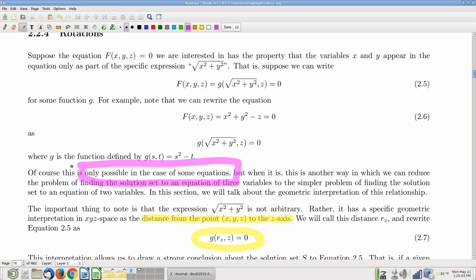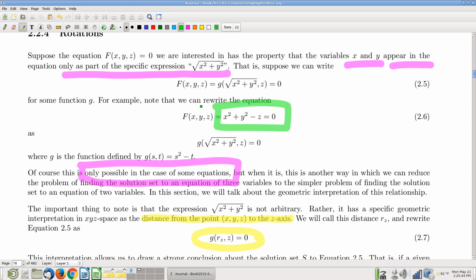So there's a great big massive if that starts this whole discussion. Suppose, hypothetically, big if, x and y appear in the equation only as part of this expression, square root of x squared plus y squared. That's it. So no extraneous x's. No, oh yeah, there's a cosine y over here. No, nothing like that, right?